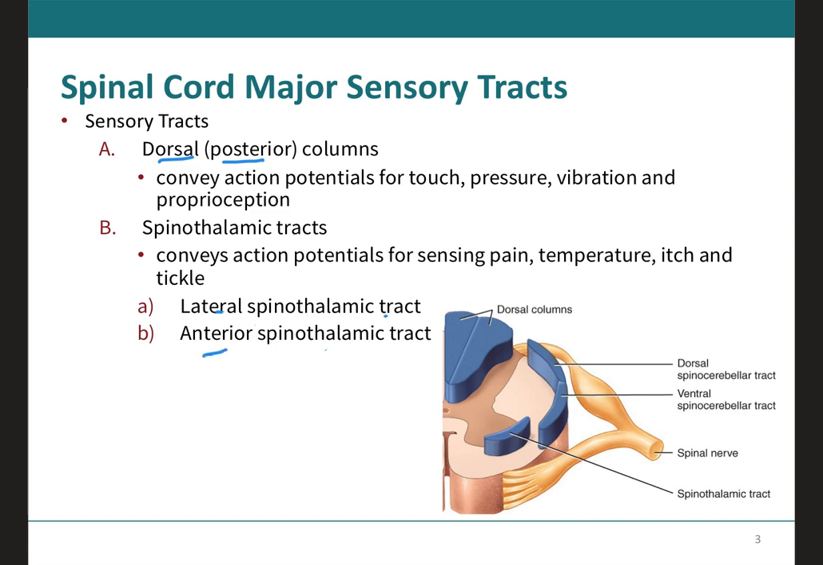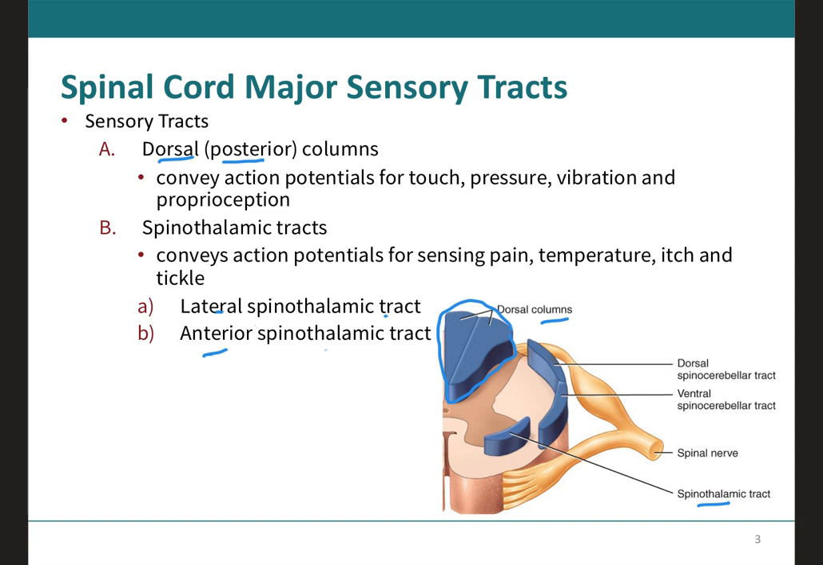Therefore, action potentials from sensory receptors will propagate up the spinal cord to the brain along two main routes on each side, the dorsal columns and the spinothalamic tract. The dorsal columns, which can also be called posterior columns, are going to be these tracts or pathways that will convey the action potentials for touch, for example, pressure, vibration, and also proprioception.